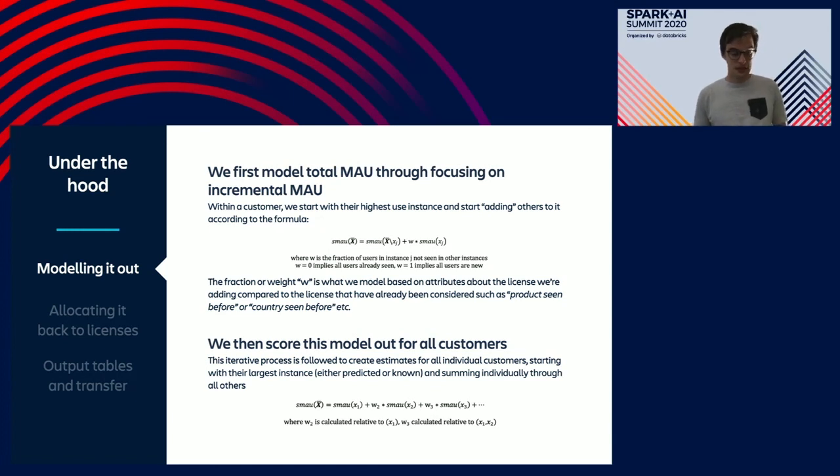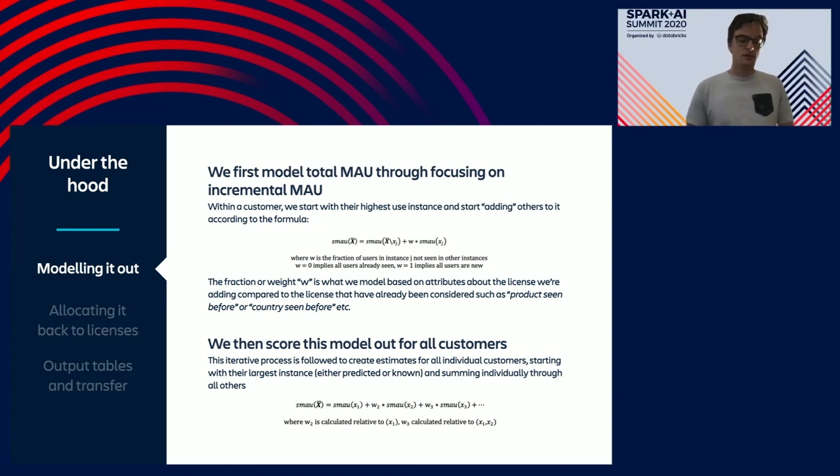Because we have some data, we're actually able to build out a supervised model for this fraction, or the weight, based on characteristics about the set of licenses that we've already considered and the one that we're adding. Things like whether it's the same product, a different geography, relative sizes, and so on. And this model goes the whole way up from putting 2 instances together to maybe adding an 11th license to 10 that have already been considered.